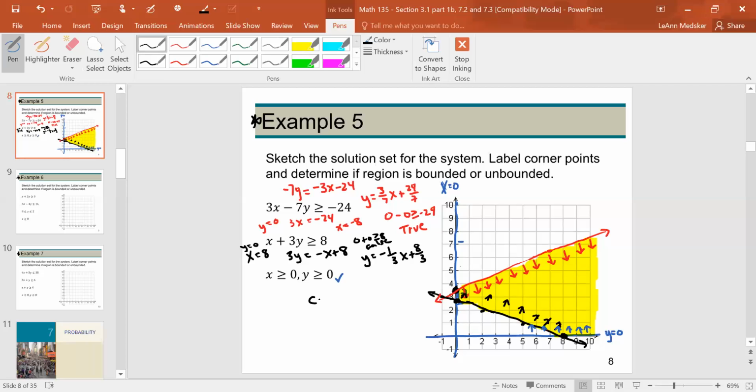So my corner points are going to be those two y-intercepts we got in our formula. So 0 and 24/7, 0 and 8/3, even though I didn't plot it, that was the 2 and 2/3. And then 8, 0. So those are all the places where we have two lines that we graphed intersecting each other in our shaded regions. This is an unbounded region because it does go on forever to the right.